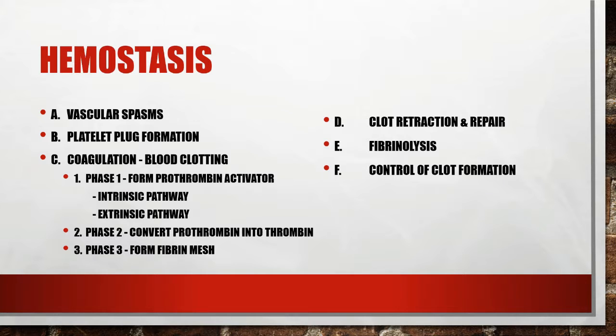There are 2 different types of pathways. The first pathway is the intrinsic pathway, which is slower and helps your blood clot all by itself. And the second one is the extrinsic pathway, and this needs extra stuff to clot, and it's much faster compared to the intrinsic pathway. And clot retraction and repair is the drying up of the fibrin mesh. Fibrinolysis makes smooth muscle cells divide. And the control of clot formation is the dissolving of blood clots during the process of formation.